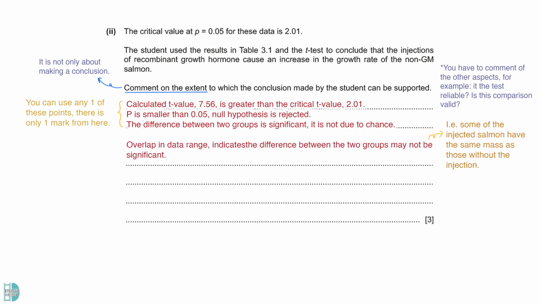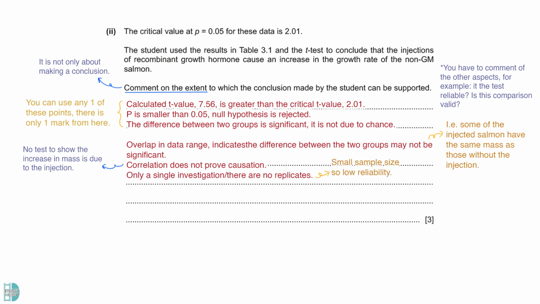First, the data range of the 2 groups overlaps, so the difference between them may not be significant, as some of the injected salmon have the same mass as those without the injection. Second, a correlation does not prove causation. We can't be 100% sure that the difference between them is truly due to the growth hormone injection, as we did not use any experiment to prove the connection between them.